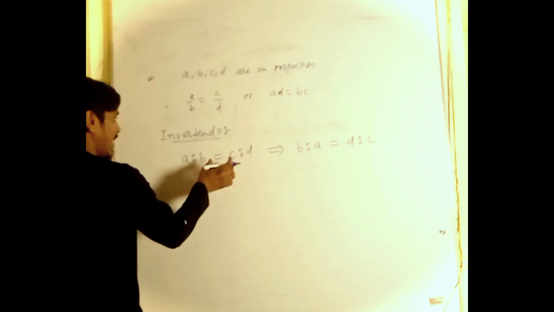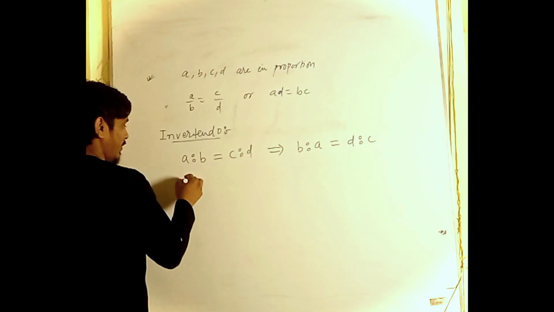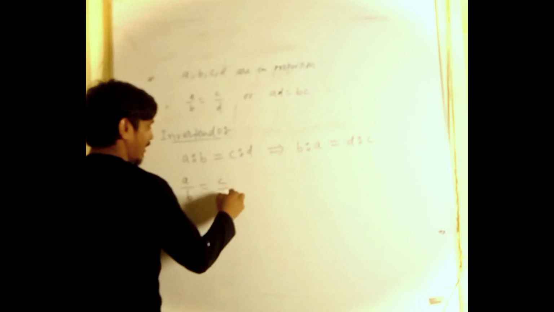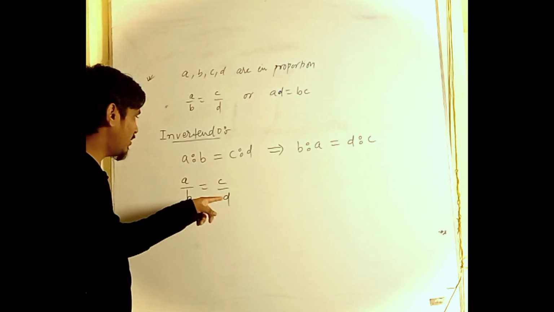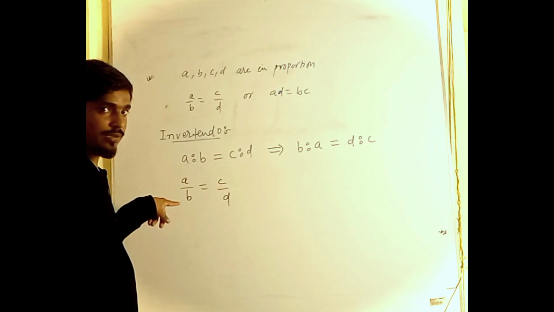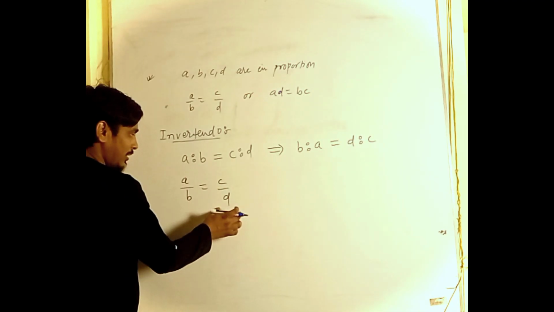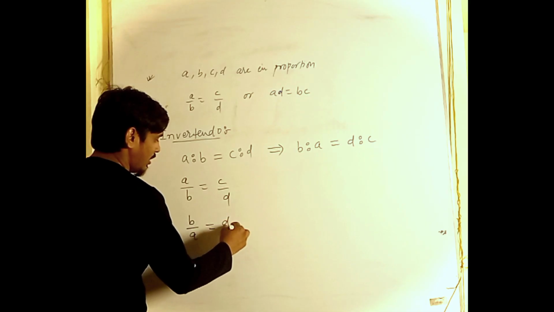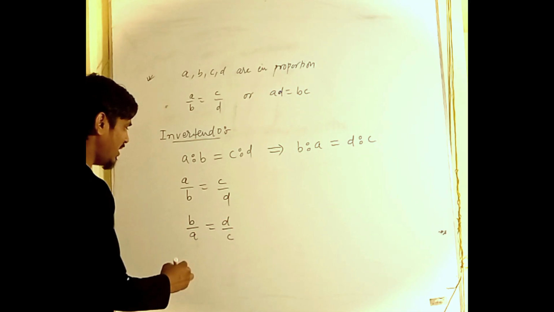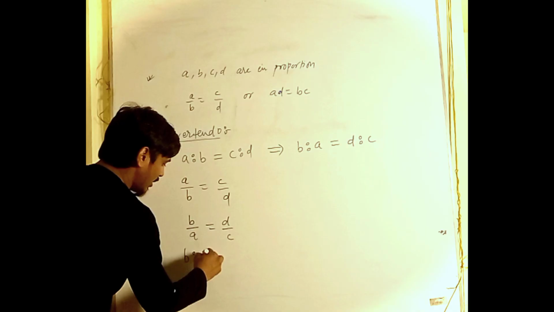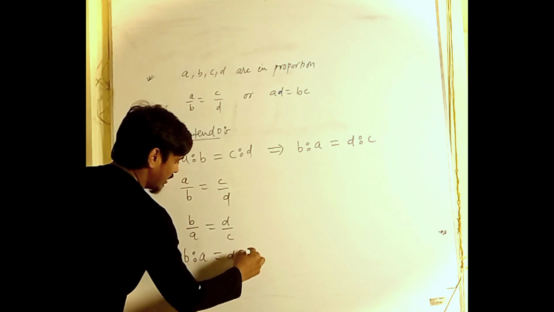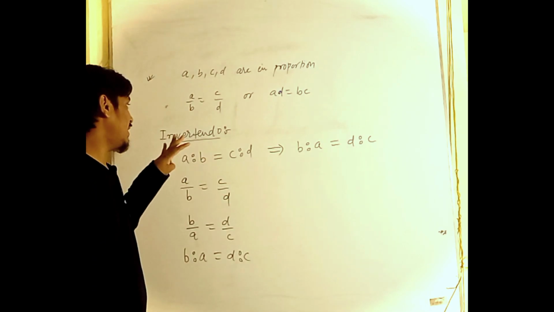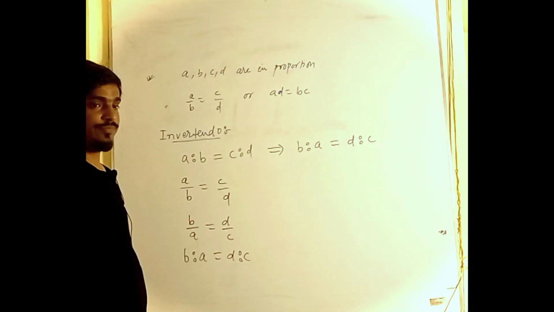If I write this in terms of fractions, then A ratio B is nothing but A over B and C ratio D is nothing but C over D. If you apply the reciprocal on both sides, then what you will get? You will get B over A and over here D over C. Then again you can write B over A as B ratio A equal to D ratio C, which is what we have got over here. So this property is known as invertendo.